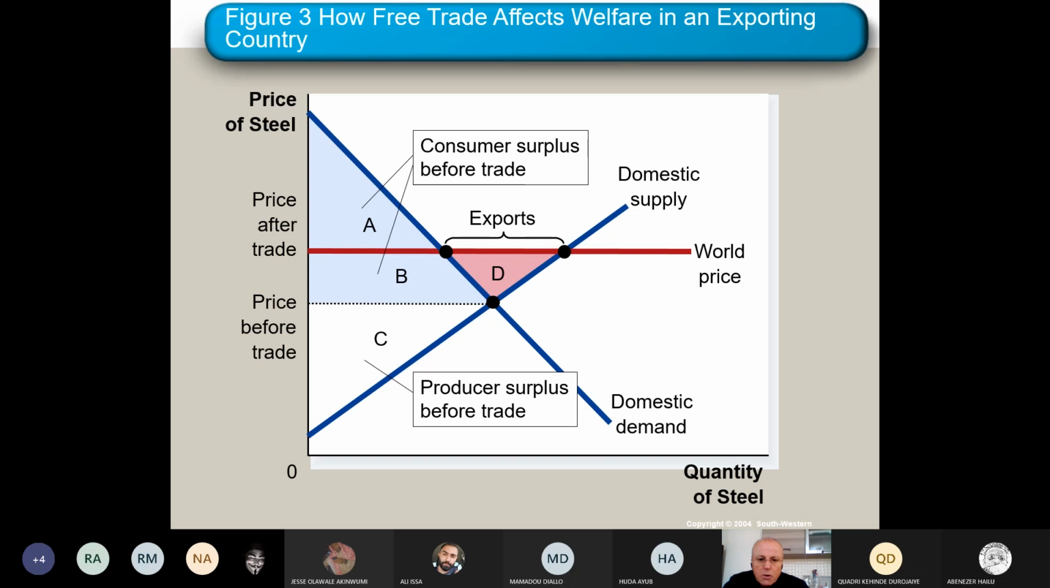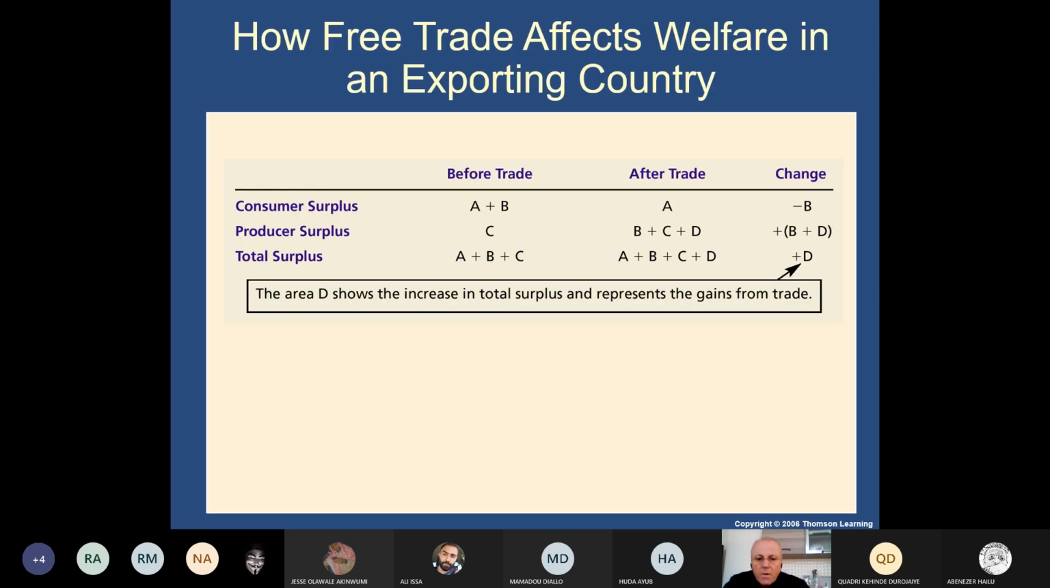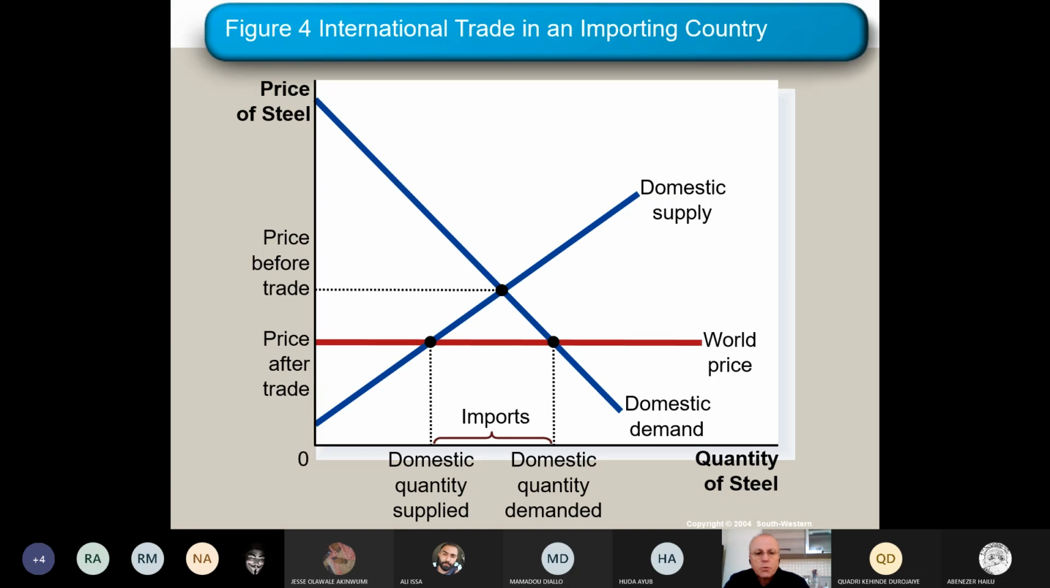As it is illustrated here, consumer surplus before trade is A plus B, and after trade is only A for the consumer. Before trade the producer surplus was C, and after trade it is B plus C plus D, which contributes to the resource transfer from consumers to producers. As you see here, B plus D is transferred to the producer. Therefore, it is not good because we are reducing the welfare in the economy. The people's welfare is reduced.